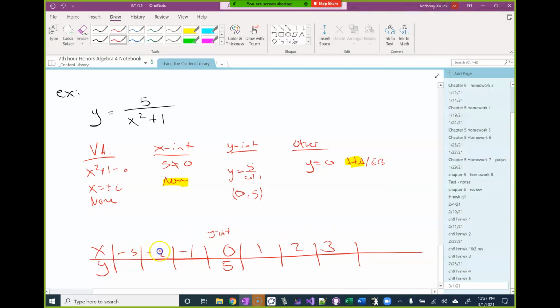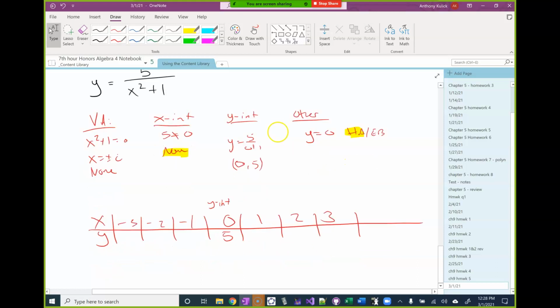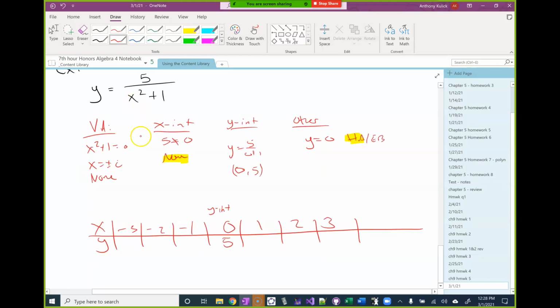And in fact, I don't even really need the calculator to do this. This is easy enough. So -3 gives me 9 plus 1, which is 10. 5 divided by 10 is, I plug in -2. -2 squared is 4. 4 plus 1 is 5. 5 over 5 is 1. I plug -1 in. -1 squared is 1. 1 plus 1 is 2. 5 divided by 2 is 2.5. And I get the same results for positives as I will.